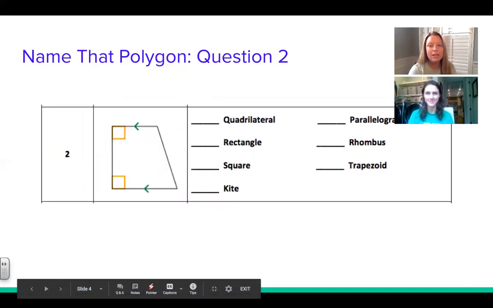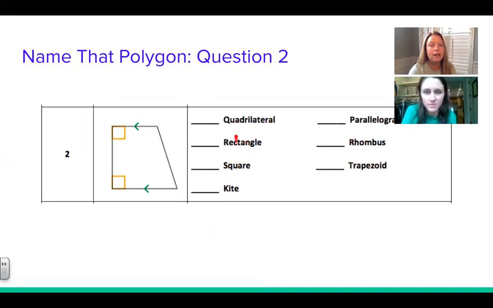Okay, question number 2. So this one looks a little bit different. I'm going to go down the list and just see if it applies to any of these things. So first of all, is it a quadrilateral? Well, it has 4 sides and it has 4 angles, so yes, it is a quadrilateral. Is it a rectangle? Well, a rectangle tells me that I have to have 2 pair of opposite parallel sides. These little arrows mean that this side is parallel to this side. So I only see 1 pair of parallel sides, and it only has 2 right angles, so it is definitely not a rectangle.